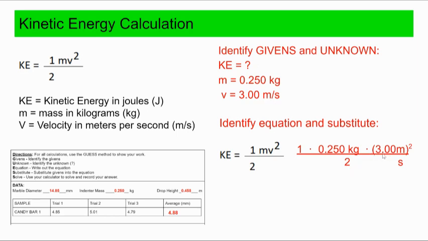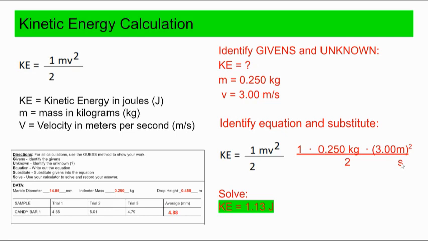So start on your calculator by squaring your velocity. 3 squared is 9 times 0.250 divided by 2. And we should get an answer of 1.13 joules. Note, I can call it a joule because kilograms, meters times meters over seconds times seconds is equivalent to 1 joule.